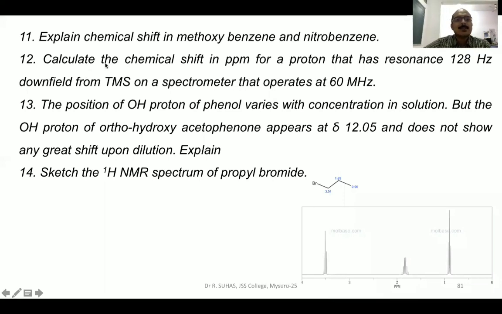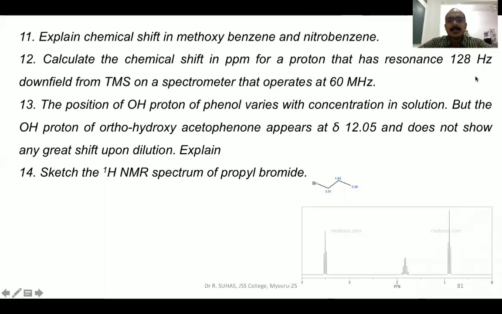The next is based on the chemical shift. Calculate the chemical shift in ppm for a proton that has resonance 128 Hz downfield from TMS on a spectrometer that operates at 60 megahertz. We know that the chemical shift value can be calculated by using the formula. Chemical shift is equal to the number of hertz away from TMS divided by the spectrometer frequency, into 10 raised to 6. Here 128 divided by 60 into 10 raised to 6, into 10 raised to 6. The 10 raised to 6 and 10 raised to 6 get cancelled. 128 by 60, you are going to get approximately 2.1 ppm delta.